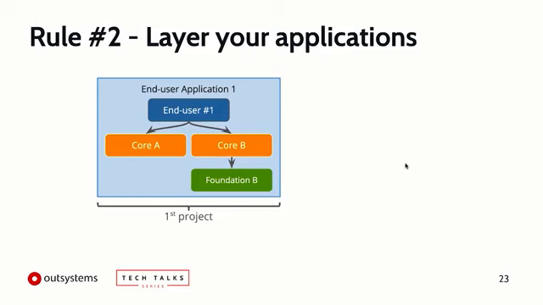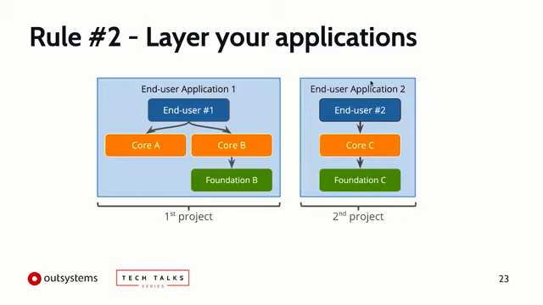Just imagine that you're doing your first project and you end up having an end user module plus two core modules and a foundation module, and everything is perfect in terms of module architecture. And you want to deploy this, so it's natural that you package everything together into the same end user application. Now you have a second project with similar constitution and everything is okay in terms of modules, and you package it in a second application and you're set to deploy it.